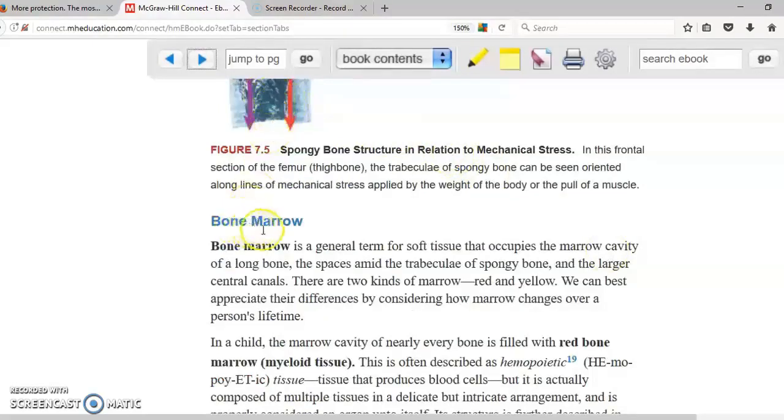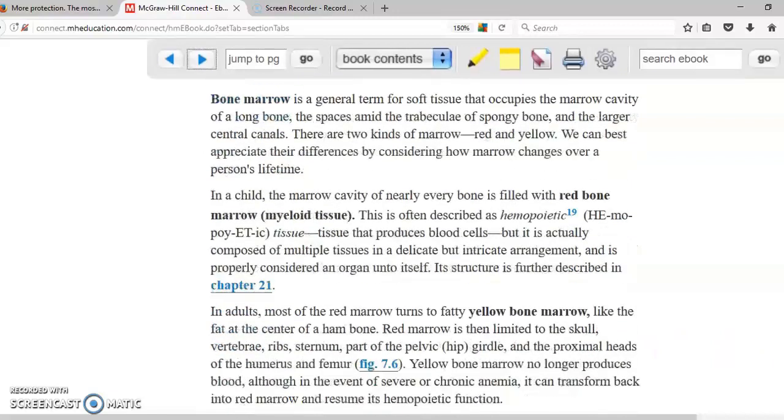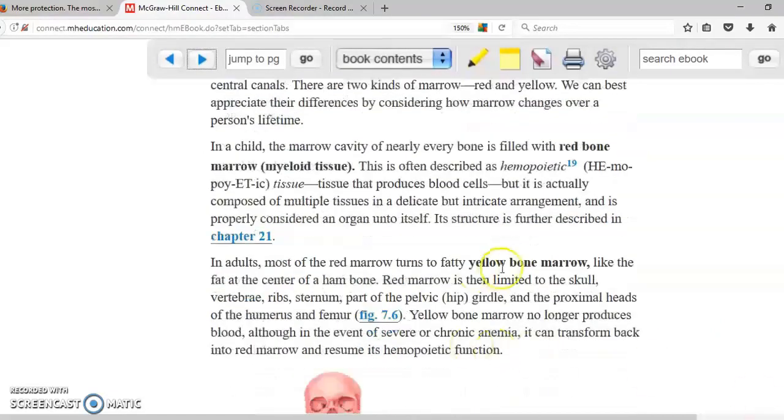There are two kinds of bone marrow. It's going to be called red bone marrow because that's the area where the red blood cells are going to be created. They produce blood. And you also have yellow bone marrow. The yellow bone marrow is just fat that we have in there.